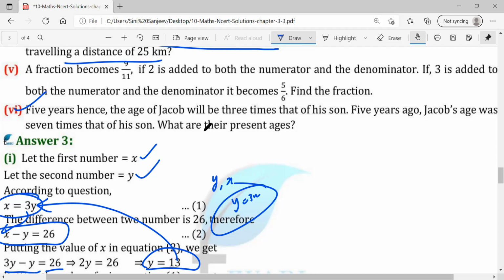Anyone want me to do the sixth question? Is there anyone who wants me to do it? And please type in chat because I'm using a microphone. That's the reason.